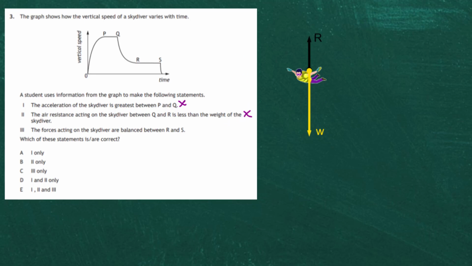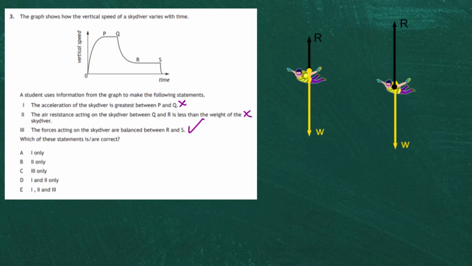What about our third statement? The forces acting on the skydiver are balanced between R and S. Well, once again, you look at R and S and ask yourself the question, is this vertical speed changing? And the answer is no, it's staying constant. So a constant speed means no acceleration, which means that the forces acting on the skydiver are actually balanced. The resistance due to the air is exactly the same as the weight acting down the way. Therefore, the skydiver will have balanced forces acting on him at that particular point. So statement 3 is in fact correct.